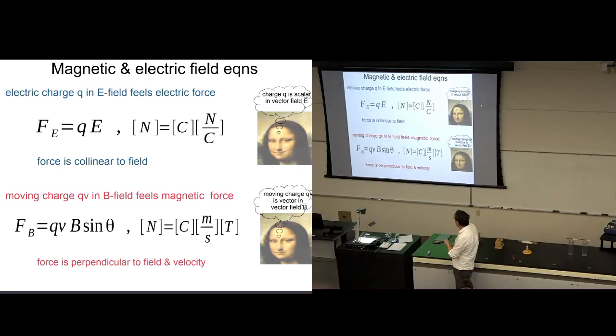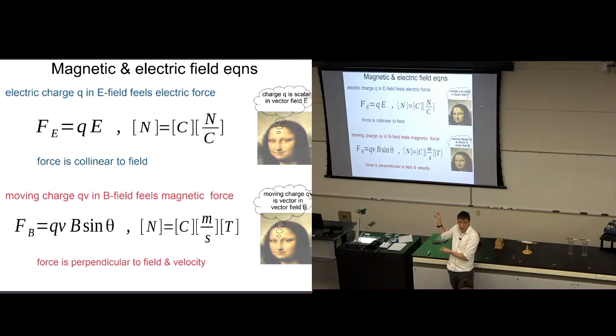The magnetic force is given by this field equation here. It's the property of nature, the QV, the moving charge, times the magnetic field, just like this was charge times the electrical field, times a sine of an angle, which is a big difference. There's no sine of an angle upstairs here. So where did this come from?